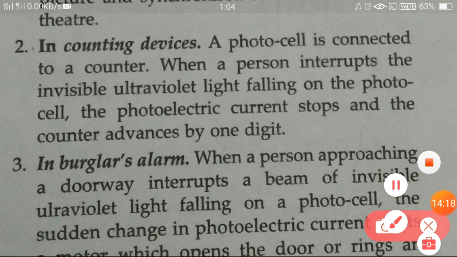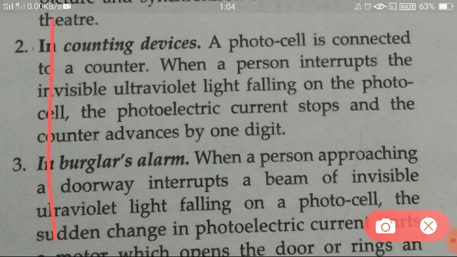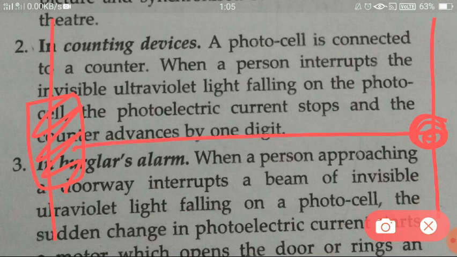So suppose there is one door or something where the counting is going on. At one side of the door we have the photocell. At the other side of the door we have a source of light from which the invisible ultraviolet light is falling on the photocell. Okay, so when the ultraviolet light is falling on the photocell, it is detecting that.